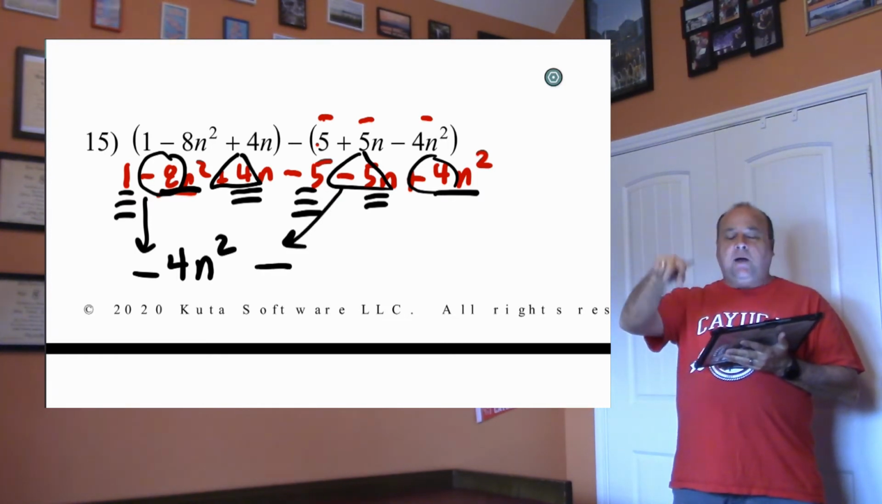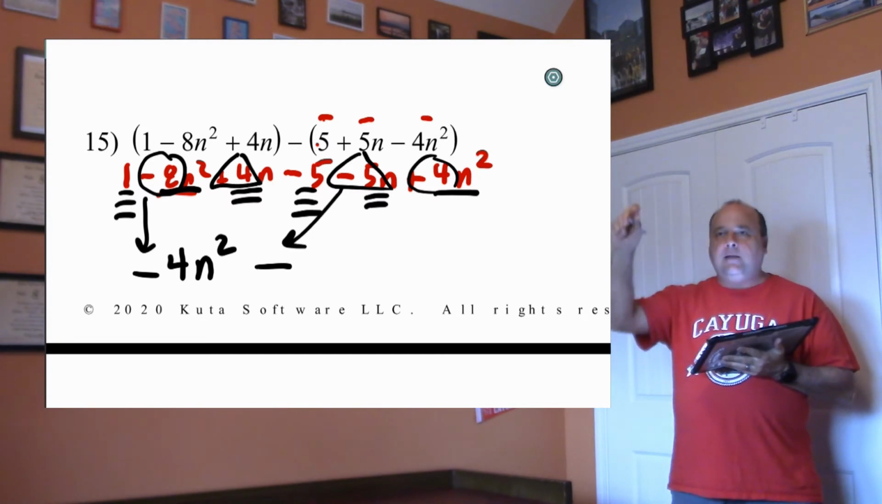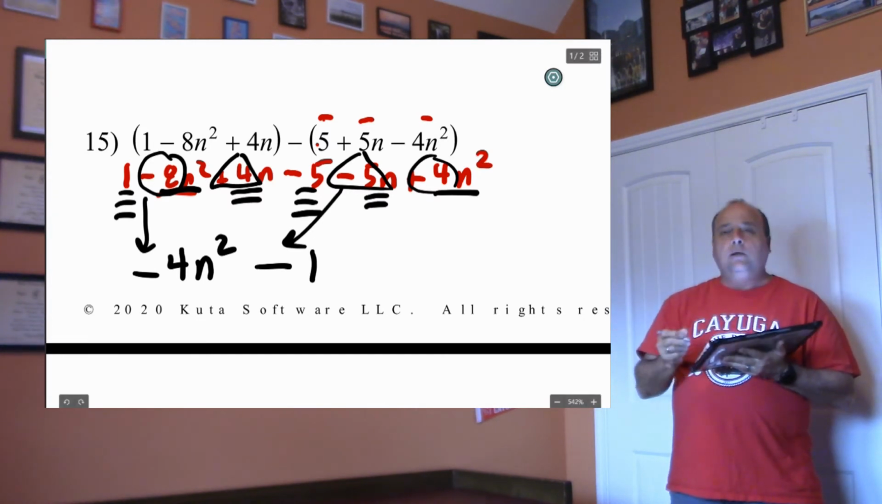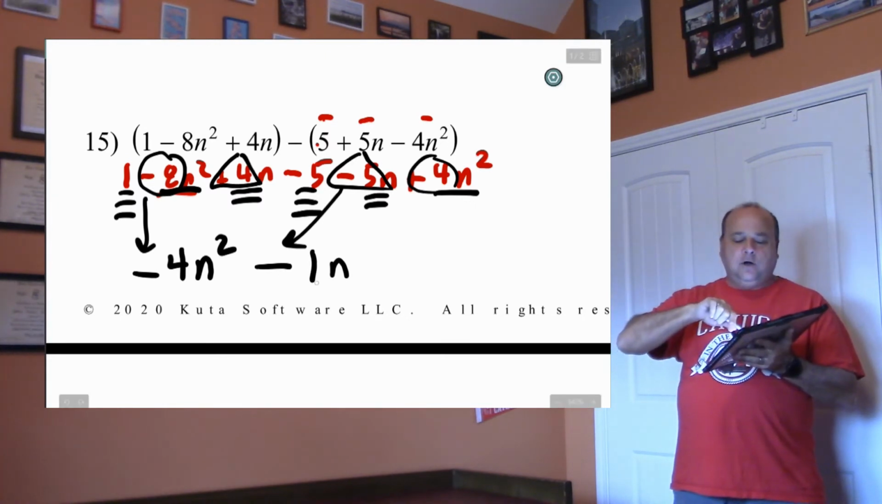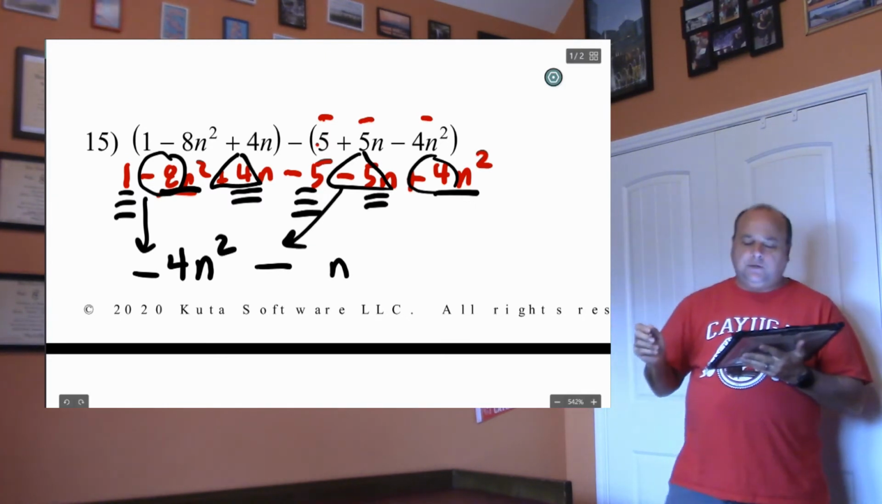Okay, now then 4 is positive, 5 is negative. They're not the same. 4 away from 5 is 1. And my letter's n: sign, number, letter. I don't put the 1 though, do I? It's understood to be 1.